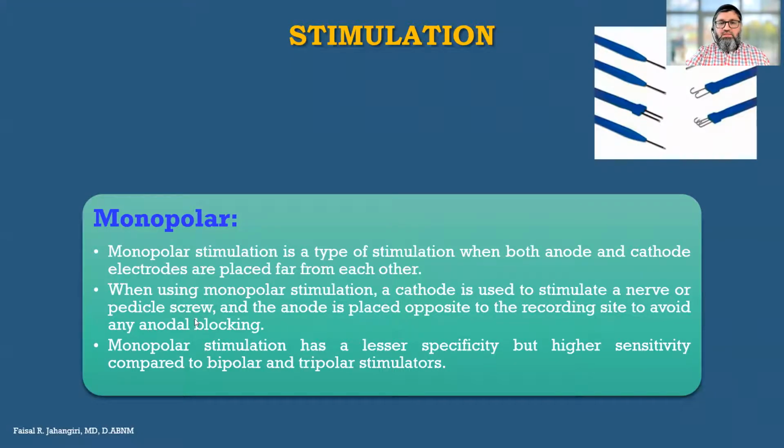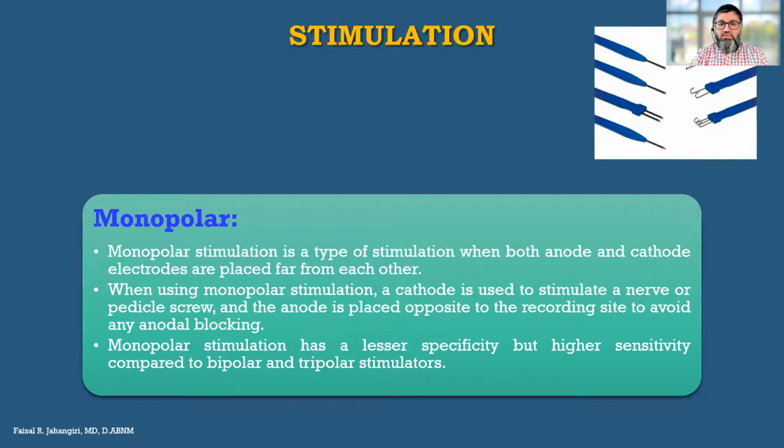There are different types of stimulation. The first one I'm going to talk about briefly is the monopolar stimulator. Monopolar stimulation is a type of stimulation where the anode and cathode electrodes are placed far from each other. So with monopolar, the surgeon is holding one pole. It could be an active cathode or an anode, depending on the type of stimulation: you can do cathodal or anodal stimulation. If you're stimulating with the cathode, the anode is very far, not near each other. So you're stimulating with only one pole of the stimulation.